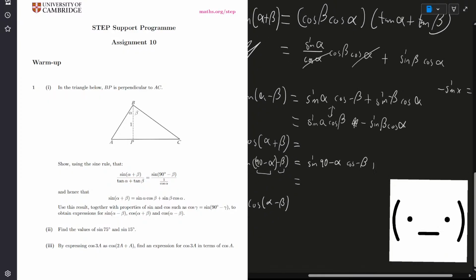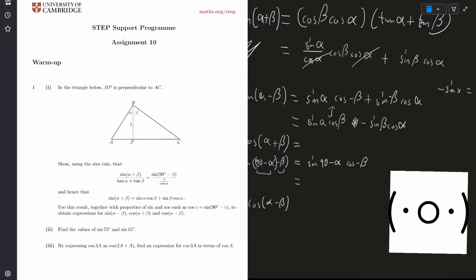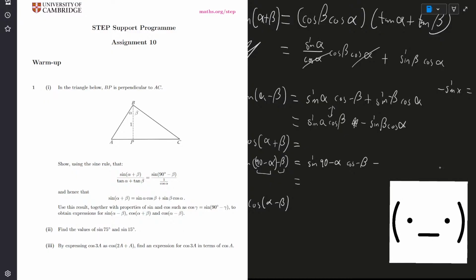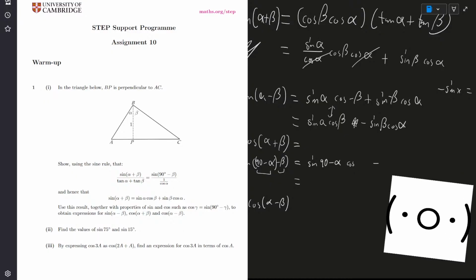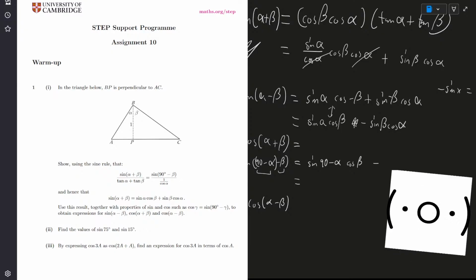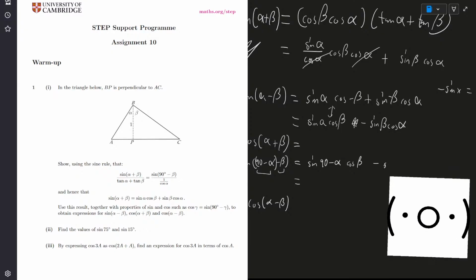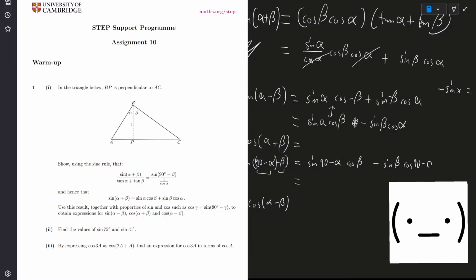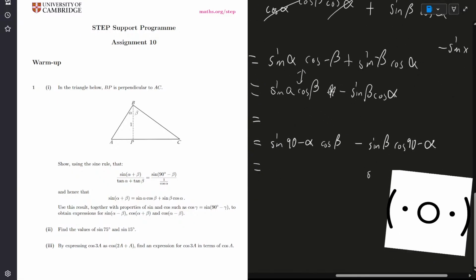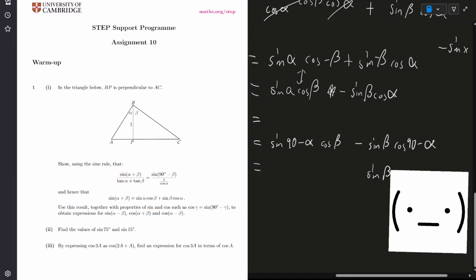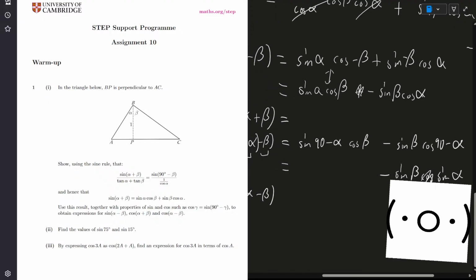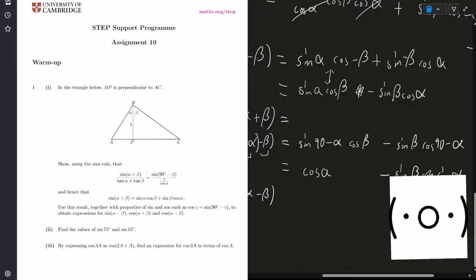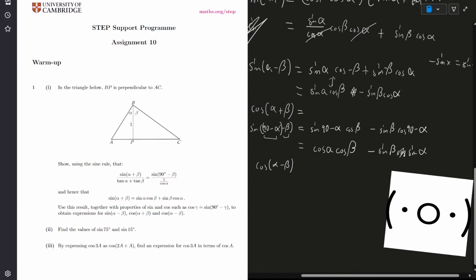And then you also have plus, or is it plus? Ah, no, it's not. It's negative, isn't it? Minus. Actually, if it's minus, then we don't need the negative sign there. Let's see. Sine beta again, cosine, and you minus alpha. So now we have sine beta cosine. Oops, sorry. Sine alpha minus cosine alpha, cosine beta. And that is our result.